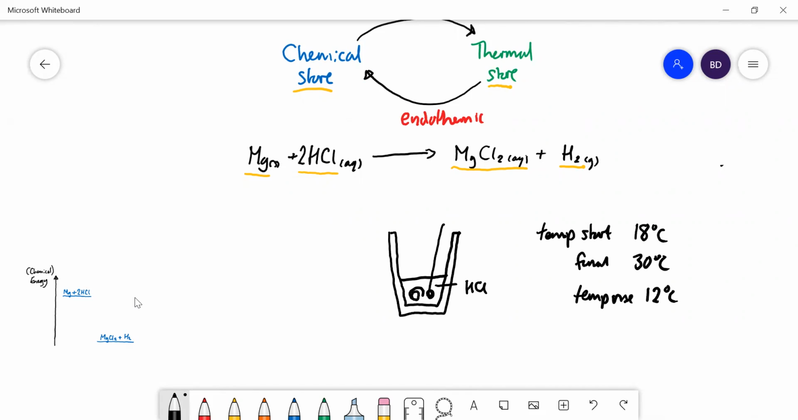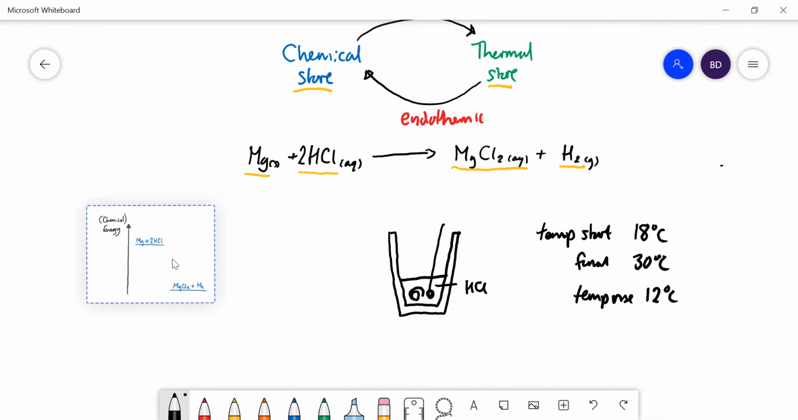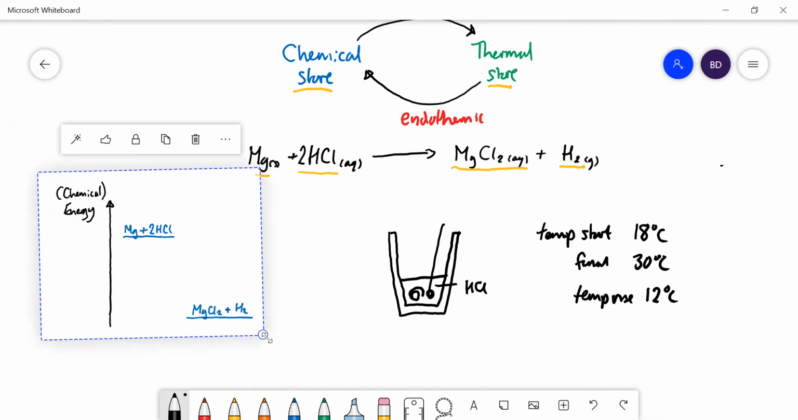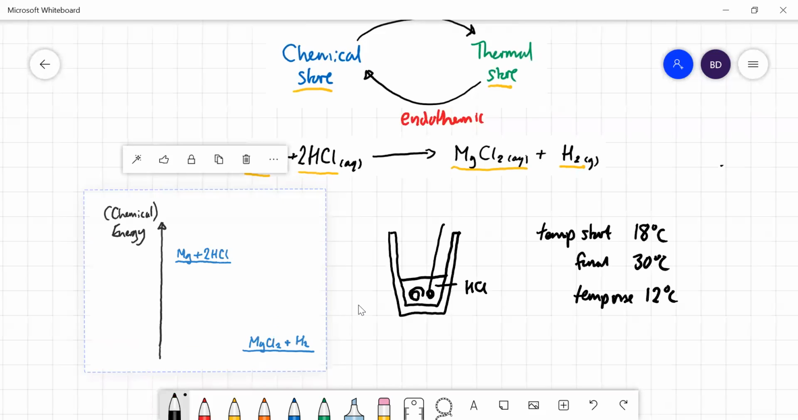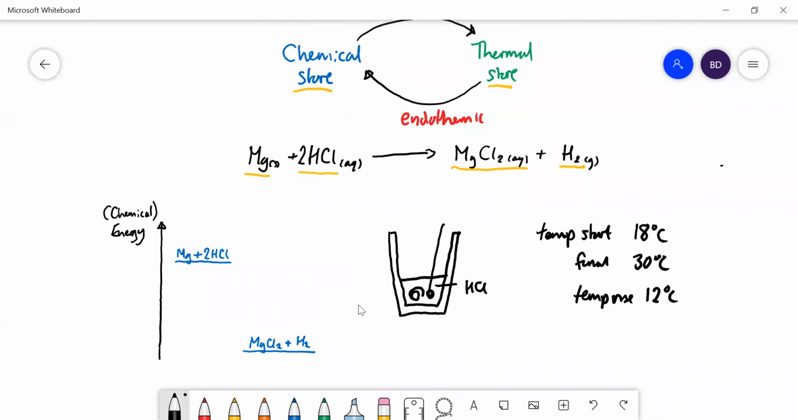Right, let's have a look at this little diagram down here. I'll just make this a bit bigger. This is an energy diagram, and you'll see these quite a lot. On the vertical axis you've got energy, and I've written chemical energy there. Quite often in a chemistry exam paper, they just write energy, which is a bit confusing because the total amount of energy, of course, can't change. So the chemical energy of the magnesium and the hydrochloric acid is quite high up here, and when it reacts, you've got less chemical energy.